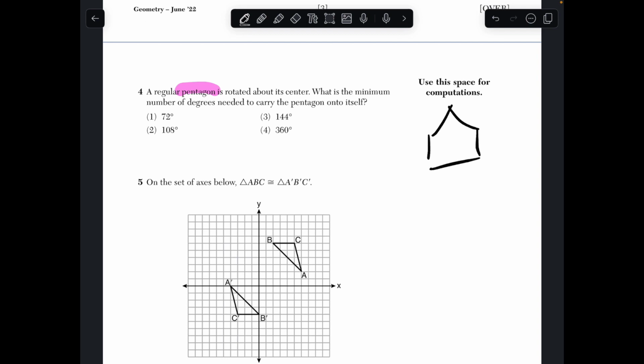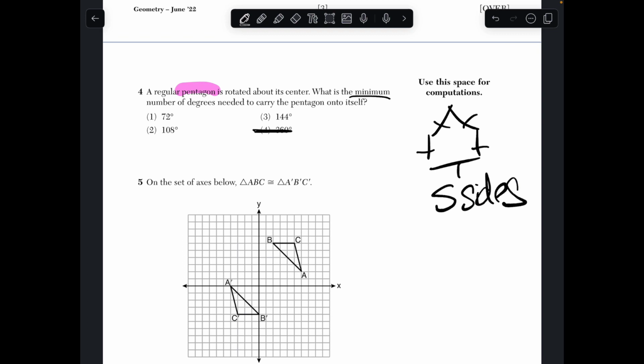This is my pentagon. It's not accurate, but this has 1, 2, 3, 4, 5 sides. So what is the minimum number of degrees needed to carry the pentagon onto itself? Now, this problem, you've probably done it in class before. So it's asking for the minimum. So yes, 360 degrees would be correct, but it's wrong because the minimum is less than that.